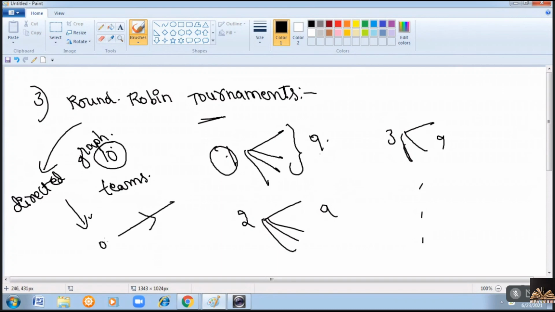Suppose you have an edge from team A to B in this direction, which means that team A beats B, or team A won the game played against B. That is the reason, to represent this round robin tournament, we have to use a directed graph, and every team has to play with every other team exactly once.